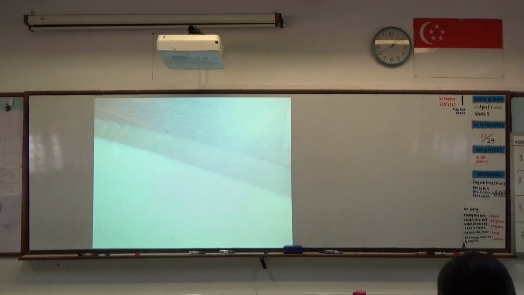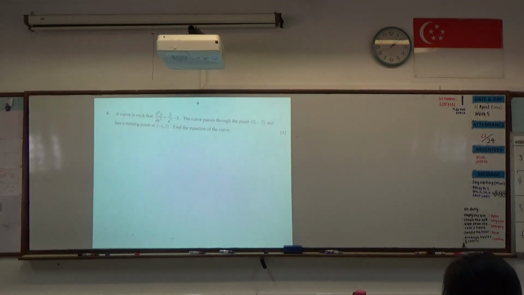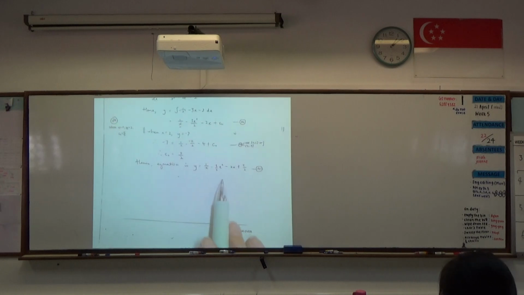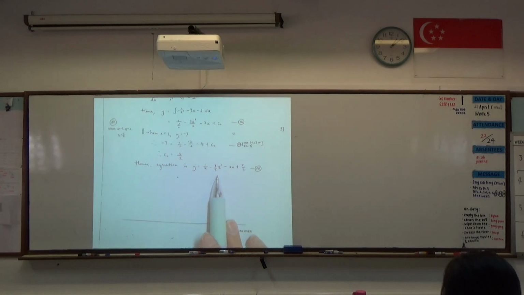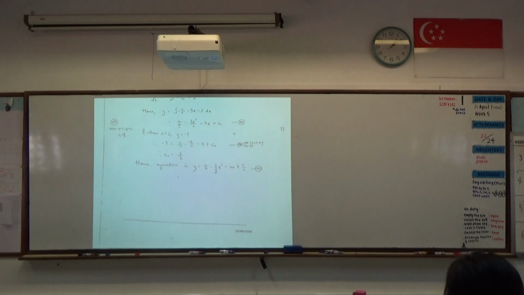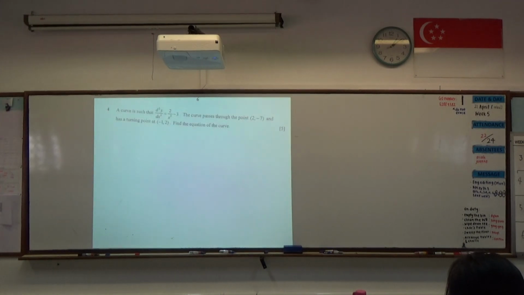Next, question 4. Is there an issue with question 4? We just covered this topic. Do you need me to go through this question? No need, then I don't go through. I hope you check your answer already. Answer should be y equals 1 over x minus 3 over 2, x squared minus 2x plus 5 over 2. If you need to see me about it, please do come and see me.